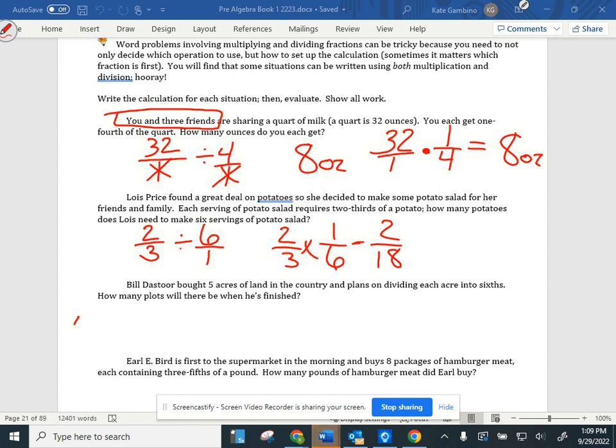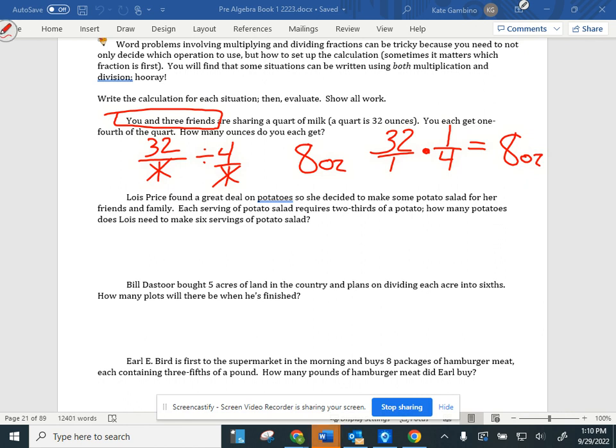Any little piece of potato? Oh, that sometimes we think we're doing the right math, but our answer doesn't make sense. So always go back and say, does that make sense? Do I need 2/18, an itty bitty sliver of potato to make 6 servings of potato salad? When one potato salad serving is 2/3, that answer doesn't make sense. So I'm going to go back and I'm going to try again.